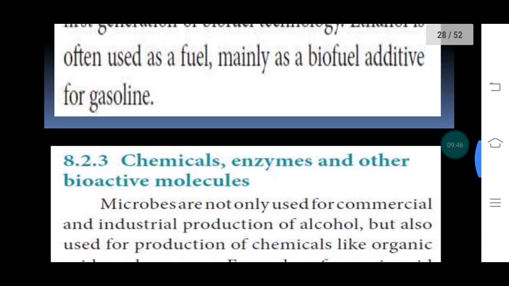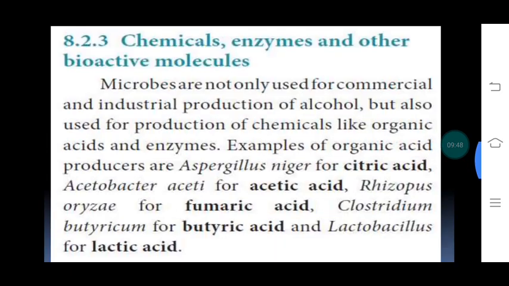And the next topic here, we are going to discuss the microbes that are used in industrial products. So 3 subtopics we will be discussing about microbes used in industrial products. First one is the antibiotics, second one is fermentation beverages, and finally chemicals, enzymes and other bioactive molecules.